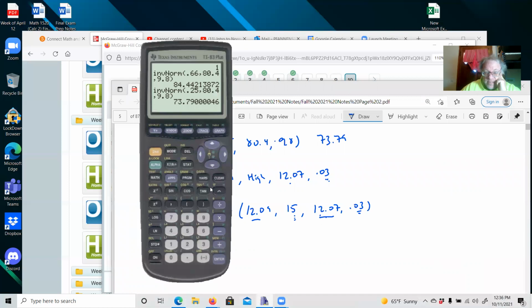So let's go ahead and check. We're going to say second function distribution, CDF. What's our low number? Our low number is 12.09. This is a little bit above one, not quite 1 standard deviation or more. So even though I'd say 16%, it's going to be a little bit bigger. Okay, 15, 12.07.